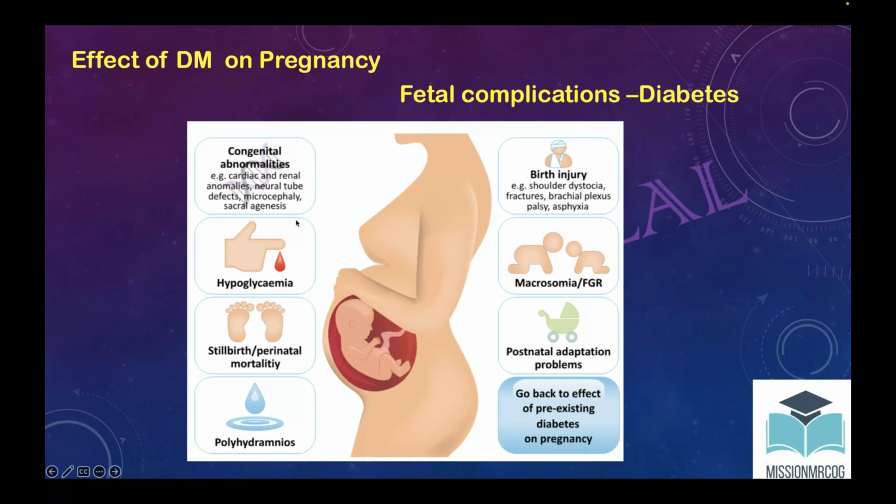Hypoglycemia, the baby can have it after birth. There could be stillbirth and perinatal mortality. There could be polyhydramnios, and injury because of the macrosomia: shoulder dystocia, fractures, brachial plexus injury, and asphyxia. Macrosomia can occur, and FGR can also occur. Postnatal adaptation problems. So these are the fetal complications that can happen if diabetes is there in the pregnancy.